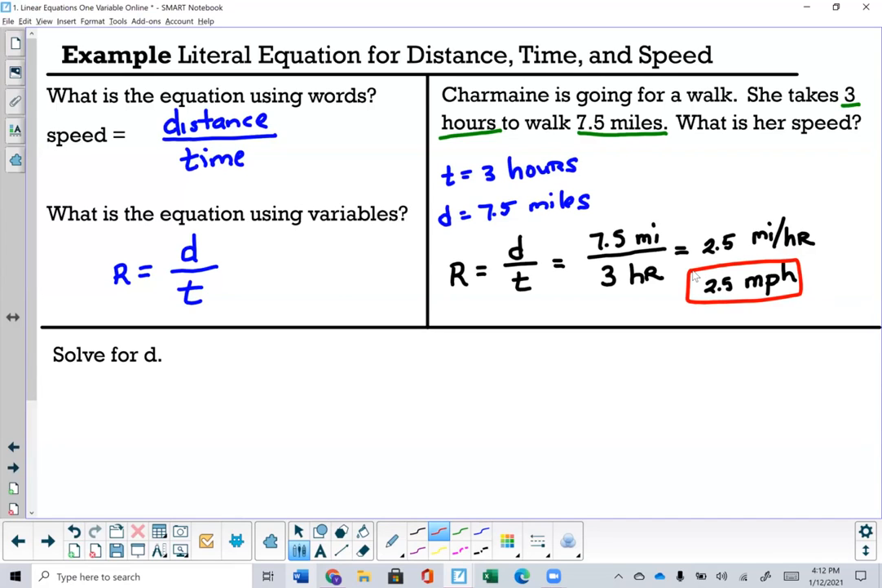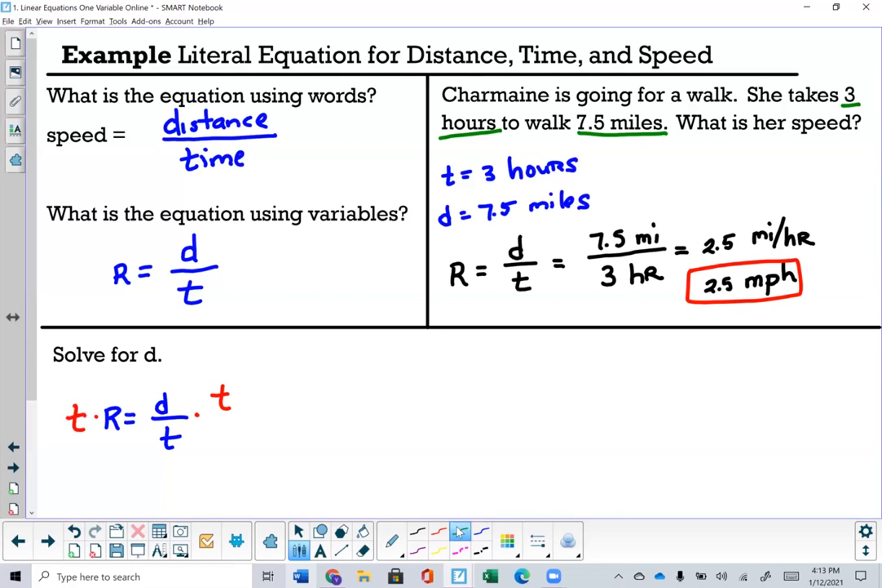So let's go back to our literal equation, R equals D over T. This last part of this example says solve for D. Now, we have an equation, it has a fraction in it. So you just want to think about, well, clear the fraction. How would you clear the fraction? Multiply both sides by the denominator, which is T.